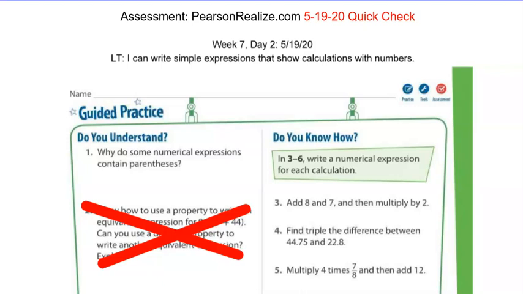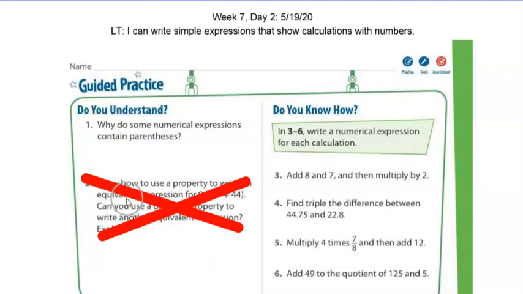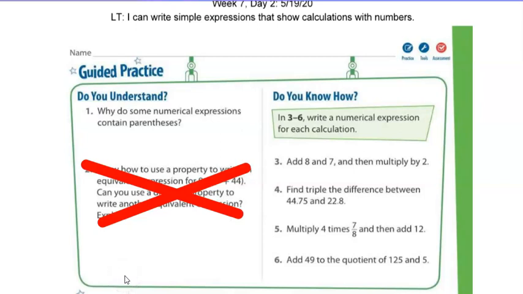an expression with numbers. So starting with our guided practice, looking at number 1, it says, why do some numerical expressions, so number expressions, contain parentheses? So remember, an expression does not have an equal sign, and it wants to know, why do these expressions contain parentheses? And I want you to think about why we have parentheses and what they tell us to do, and what would happen if we didn't have them in an expression.